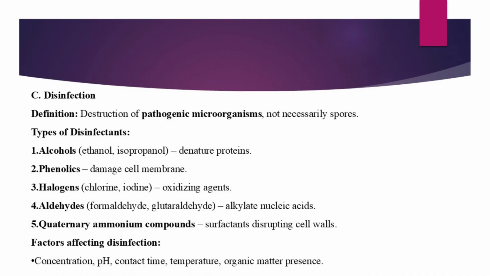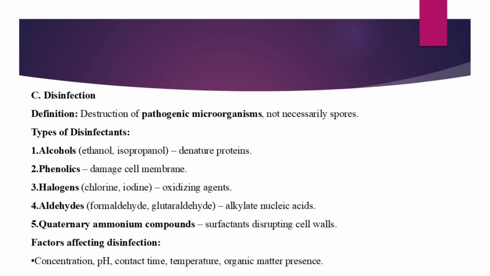C. Disinfection. Definition: destruction of pathogenic microorganisms, not necessarily spores. Types of disinfectants. Number 1. Alcohols, such as ethanol and isopropanol, which denature proteins. Number 2. Phenolics, which damage the cell membrane. Number 3. Halogens, such as chlorine and iodine, which act as oxidizing agents. Number 4. Aldehydes, such as formaldehyde and glutaraldehyde, which alkylate nucleic acids. Number 5. Quaternary ammonium compounds, which are surfactants disrupting cell walls.